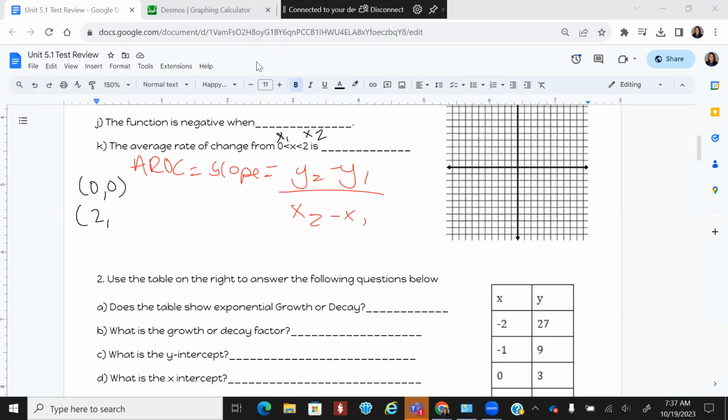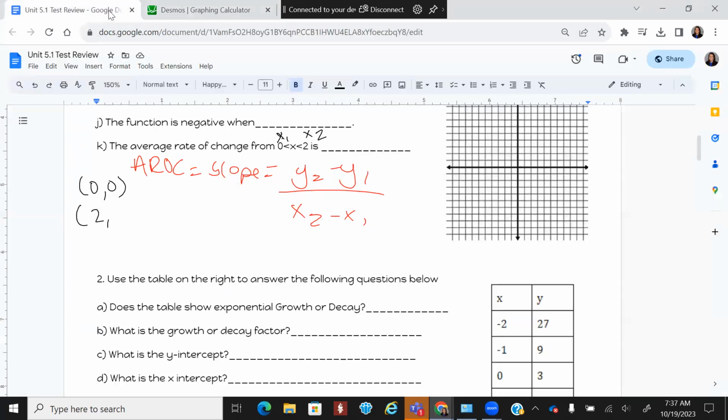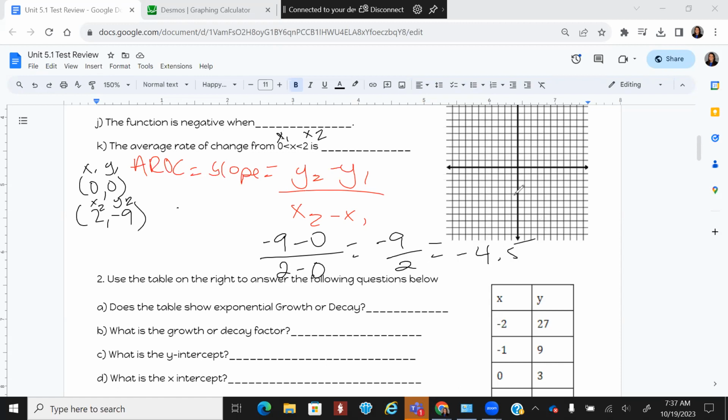And then when x was 2, what was our y value? Negative 9. So this is our x1, y1, and our x2, y2. So now we're going to plug that in. Negative 9 minus 0 over 2 minus 0. So that's going to be negative 9 over 2, which is negative 4.5, or you can just keep it in a fraction. There will be an average rate of change question on your test.